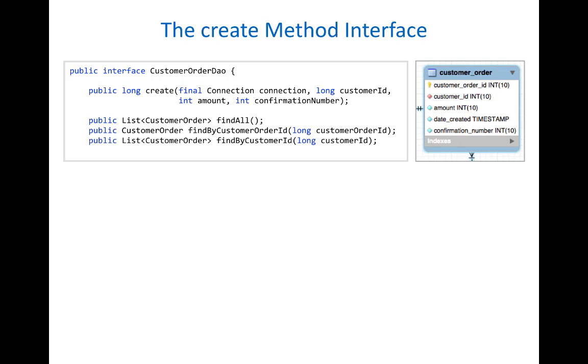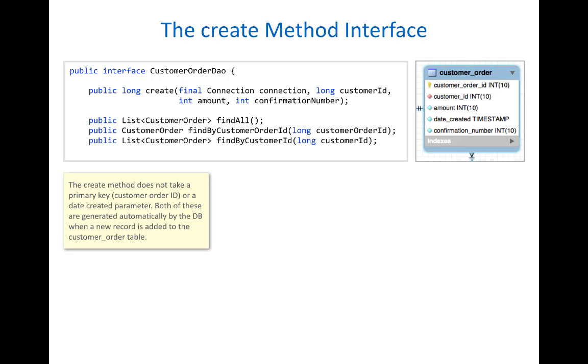Let's look at the create method in the customer order DAO. First, let's look at the interface of the create method. Notice that the create method does not have a parameter for the primary key field, nor does it have a parameter for the date created field. Both of these data are automatically generated by the database when a new record is added to the customer order table.